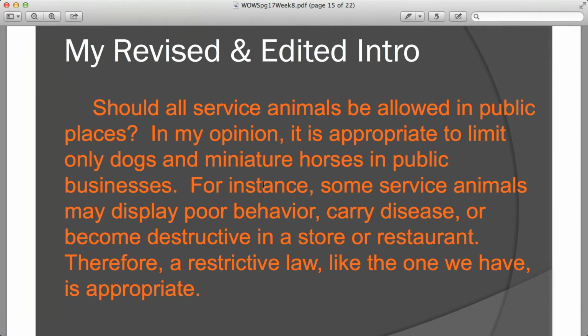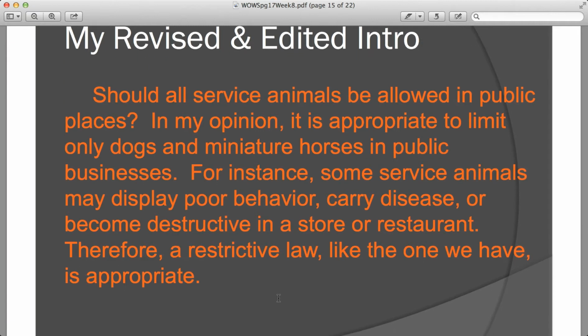There we go. Should all service animals be allowed in public places? In my opinion, it is appropriate to limit only dogs and miniature horses in public businesses. For instance, some service animals may display poor behavior, carry disease, or become destructive in a store or restaurant. Therefore, a restrictive law like the one we have is appropriate. Okay, there we go. My paragraph is complete.